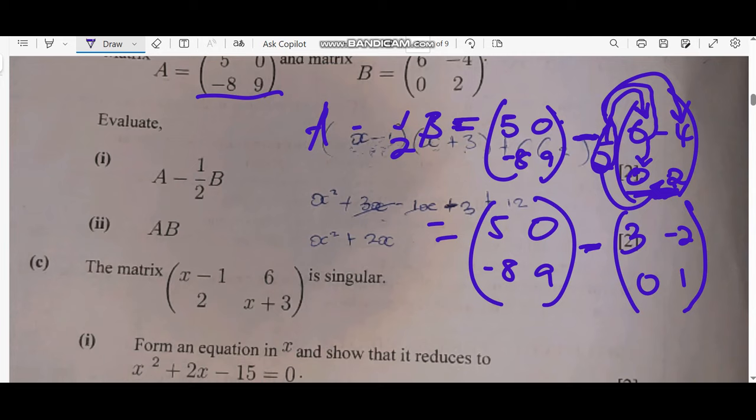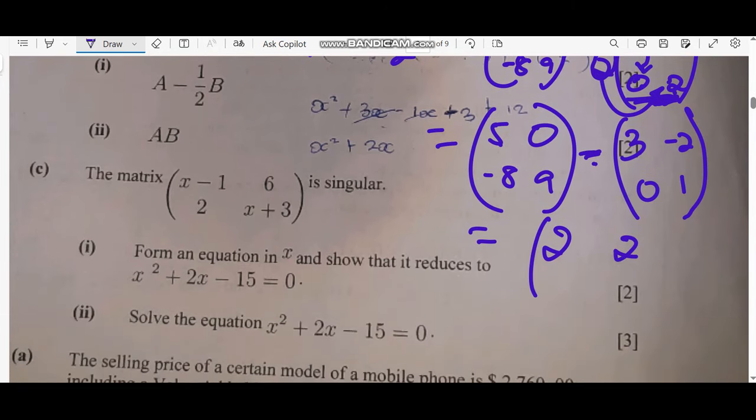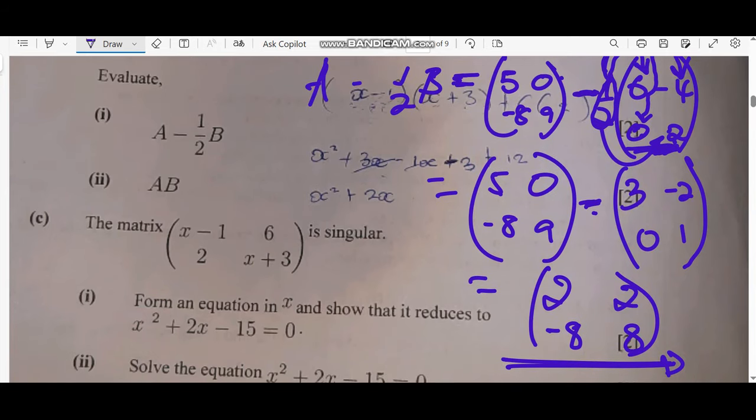Does that make sense? So 5 minus 3, we are going to obtain 2. 0 minus minus 2, we are going to obtain 2. Minus 8 minus 0, we are going to obtain minus 8. 9 minus 1, we are going to obtain 8. So this is the answer, guys. Done. Right, next one, answer AB.